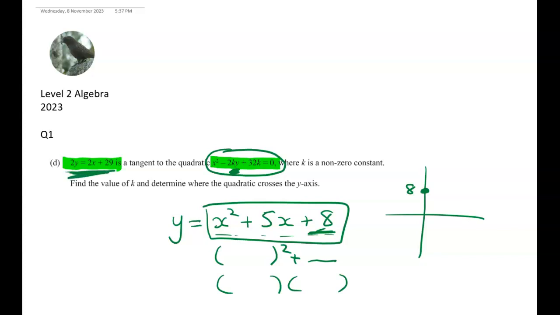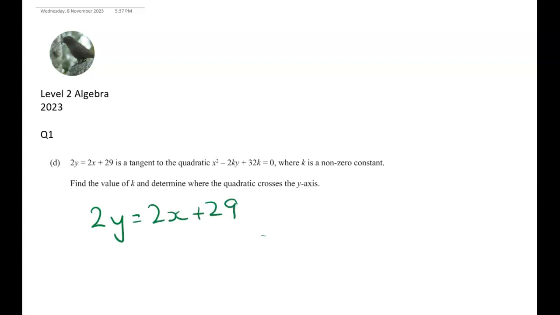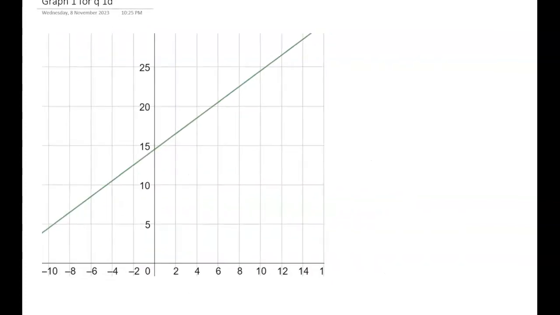This is pretty straightforward. This is the equation of a straight line, of course, because it's a tangent line. So we're going to do a little bit of work before we get into the question with this tangent line. We've got 2y equals 2x plus 29. Our brains are used to seeing equations in the form y equals mx plus c, so let's do that now. This straight line is y equals x plus 29 divided by 2, which gives us 14.5. If we look at the graph of that, it's just an ordinary straight line, going through here.